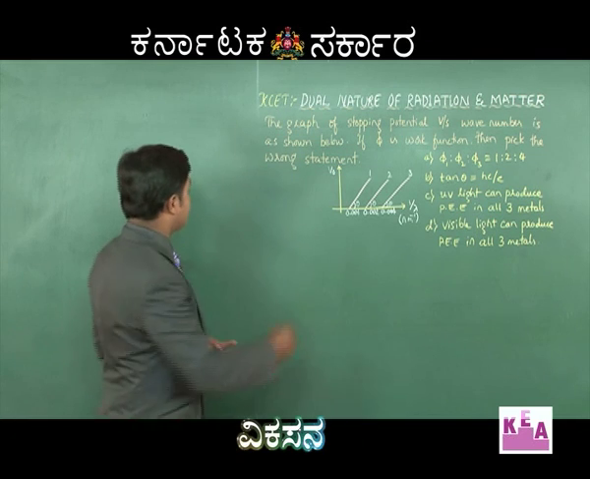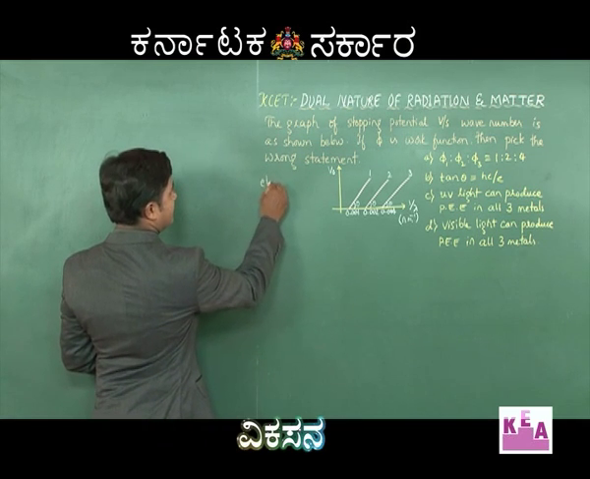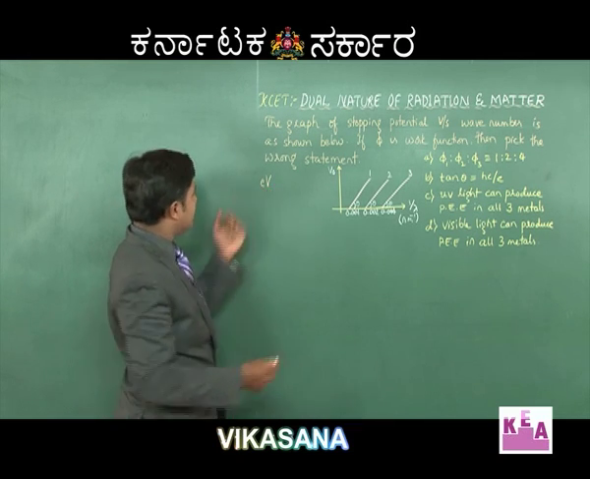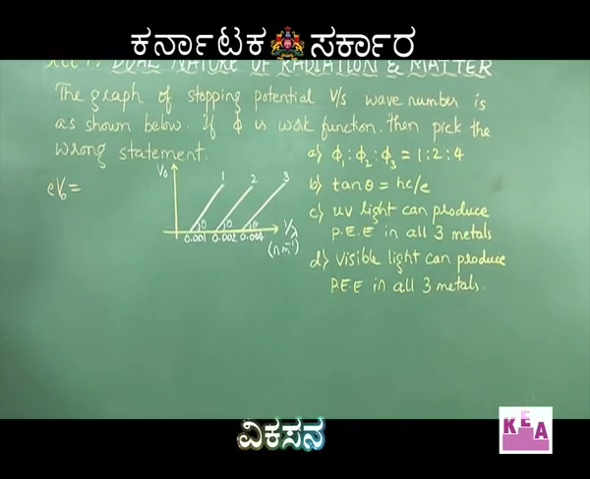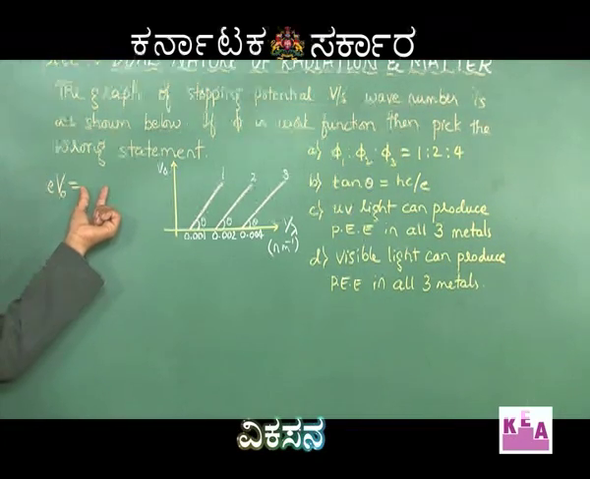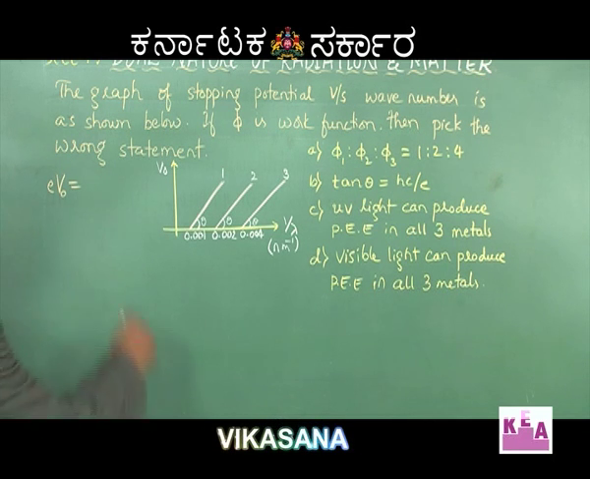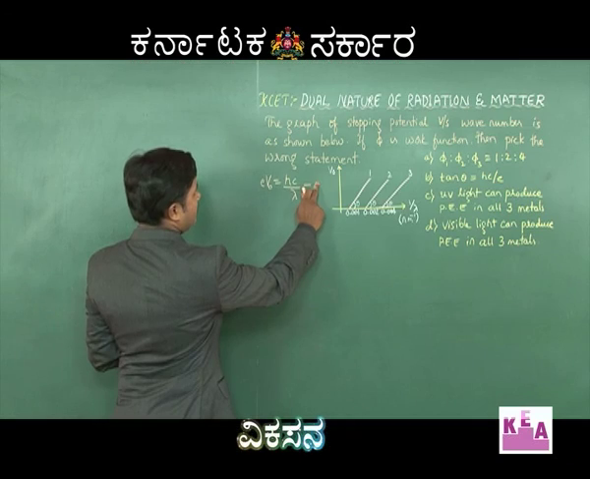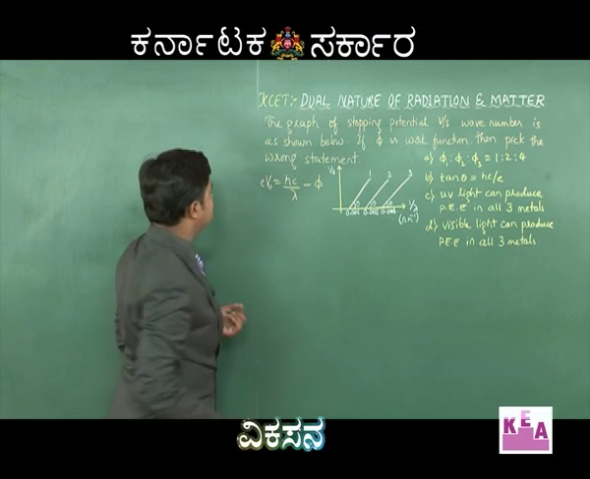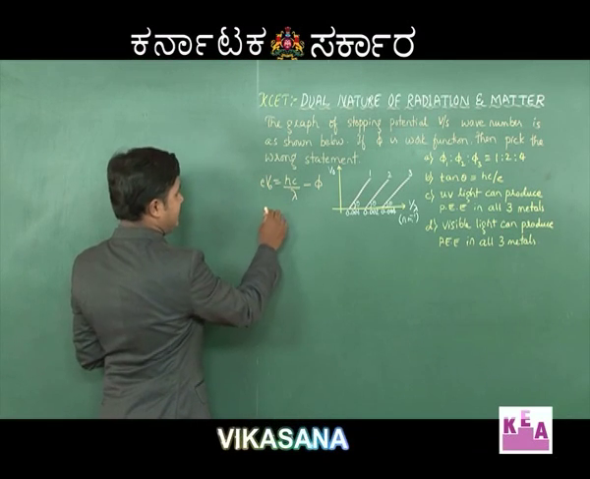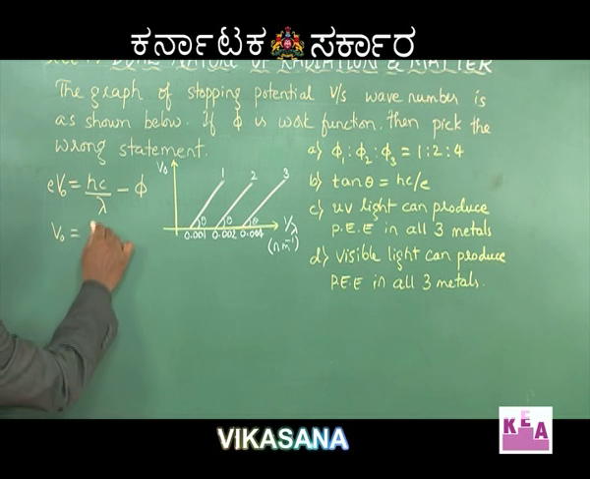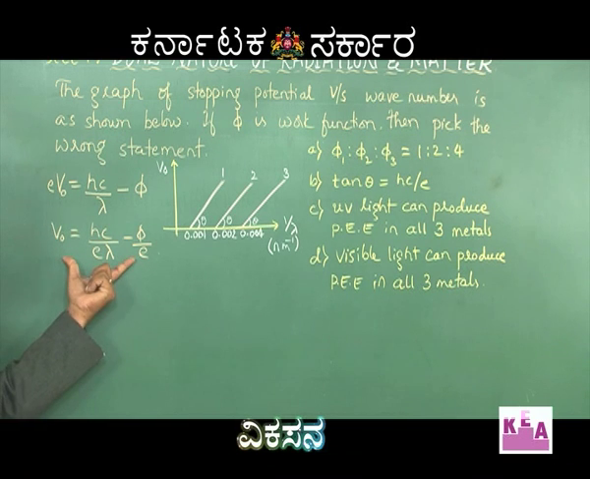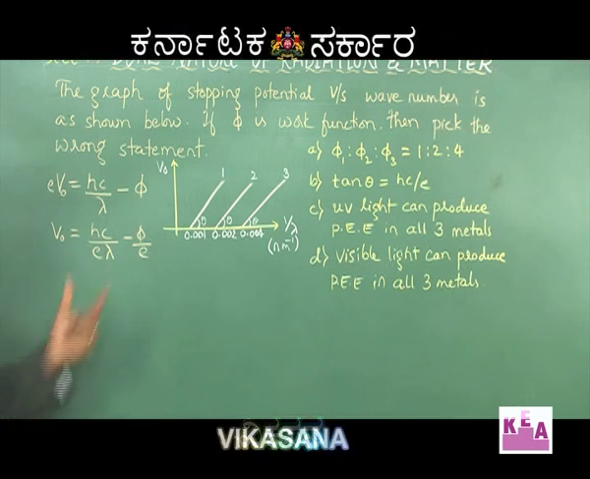Let me straight away take Einstein's equation in this form. It is eV, which is maximum kinetic energy. I refer V to stopping potential, so let me write it as V naught itself. This is equal to incident energy minus work function. Incident energy in terms of wavelength is hc by lambda, minus work function phi. Let me take this e to that side. So this will be V naught is equal to hc by e lambda minus phi by e. When I compare this equation with the standard equation for a straight line, look at this.